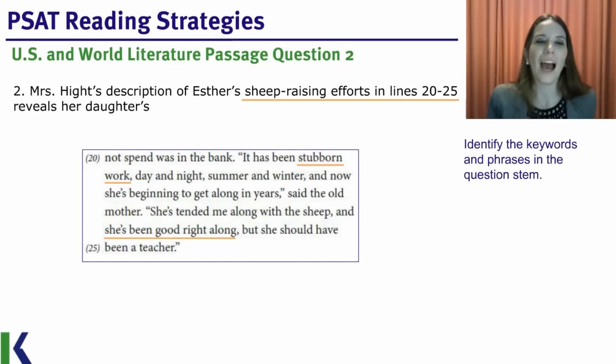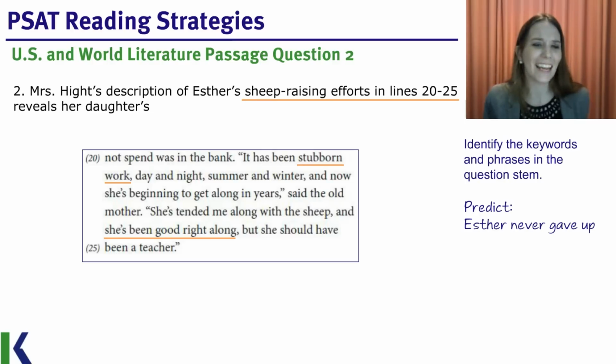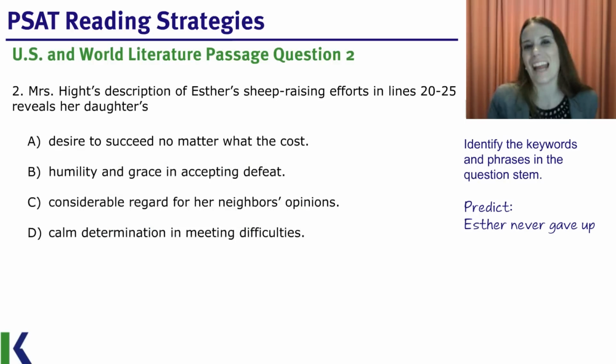Let's predict. How would we characterize Esther based on the fact that even though the work was very stubborn, she just kept on tending, kept on doing right by mom? You might say Esther's dedicated. You might say Esther persevered. You might say that Esther never gave up. Exactly. She's hardworking. She's dedicated. She's caring. Match this up in an answer choice for me. We've got some super rock solid predictions. All we now have to do is match and go.